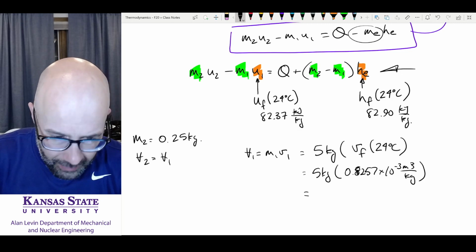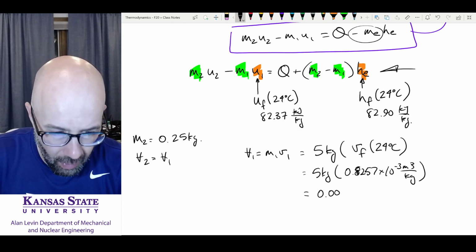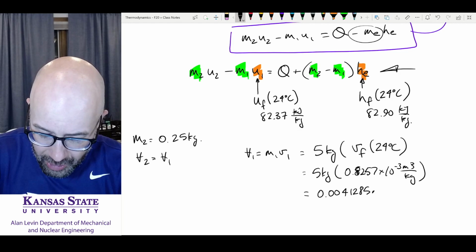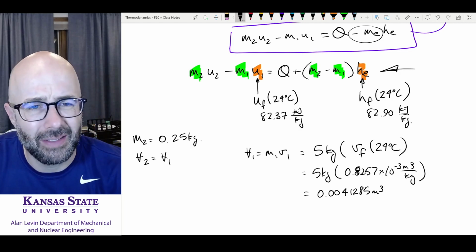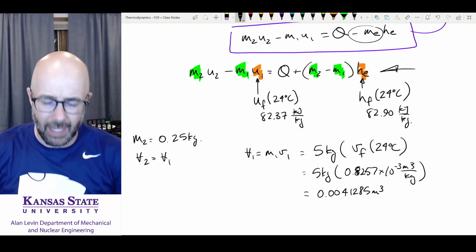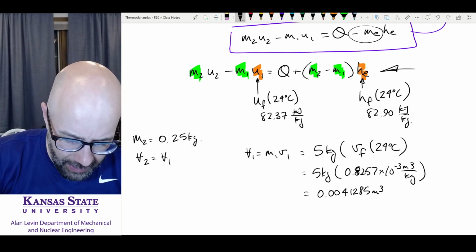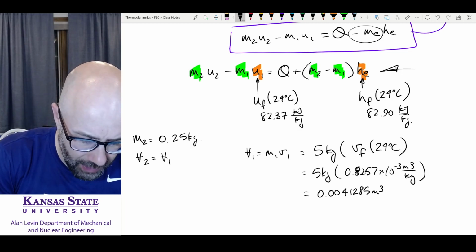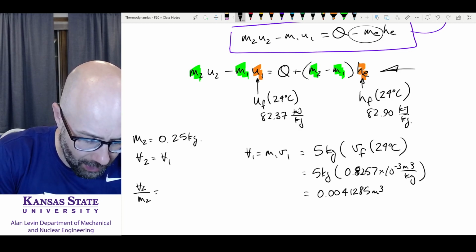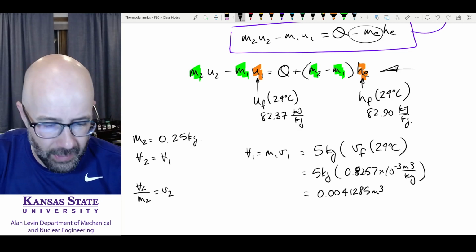And so now I can find this is going to give me a volume of 0.004128 meters cubed. Very, very small, but we're talking about meters cubed, it's a huge container, so that makes some sense. And so I can go back here and say, if I know V2 is equal to V1, if I take V2 divided by my mass 2, I can find out what my specific volume is at 2. Okay, and so I'm going to do that.